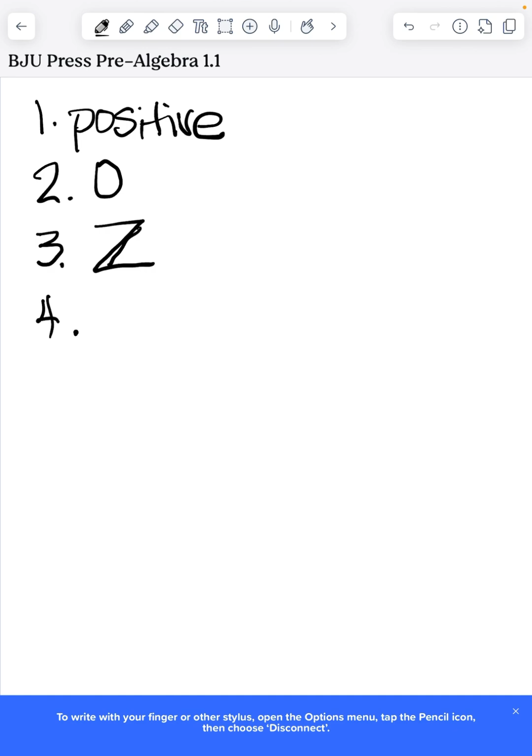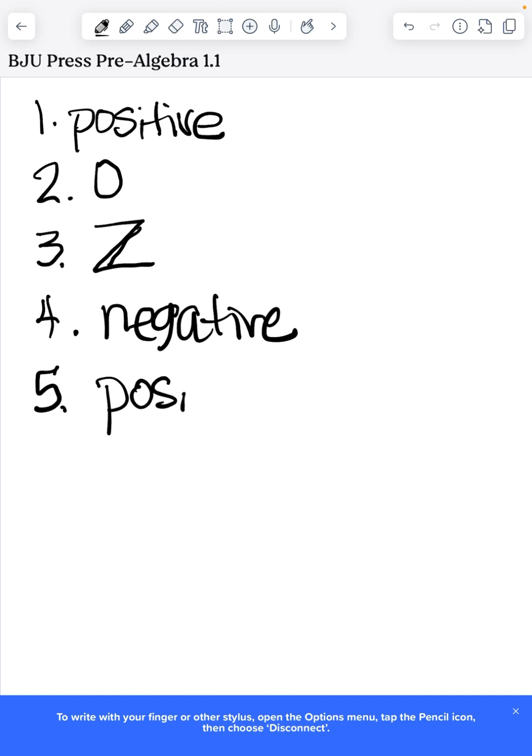Number 4, the opposite of a positive integer is a negative integer. Number 5, the absolute value of every non-zero integer is a positive integer. Number 6, draw a number line and graph each point on the line.